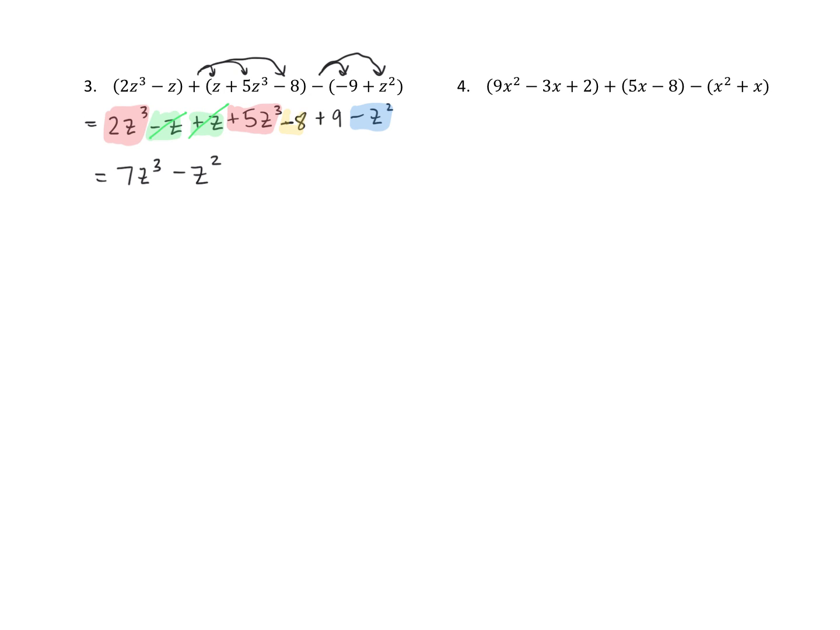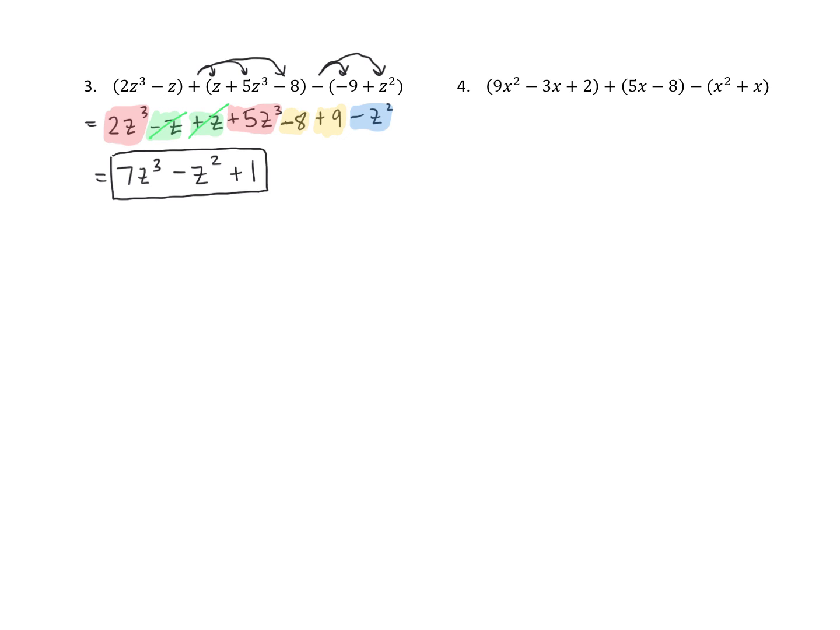And then I have a negative 8 and a plus 9. So negative 8 plus 9 is plus 1. And so that is in descending order. I've combined all my like terms. So that is the simplified version of number 3.